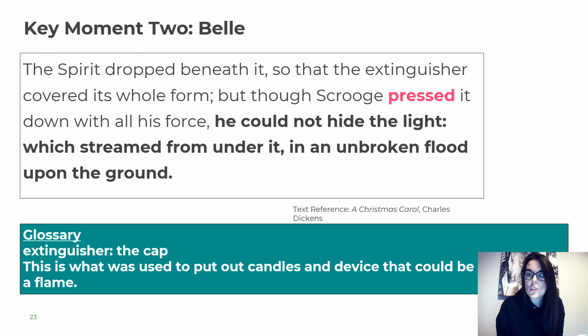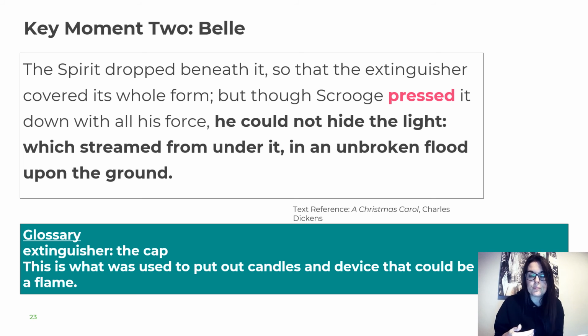So here the whole action, using the extinguisher cap, means that he's trying to get rid of the light. And the cap is a reference to how candles were put out, using a cap to take away the oxygen, so it could be placed over a flame when people didn't want the candles anymore. So that's the surface level description. He's just trying to put the candle out.